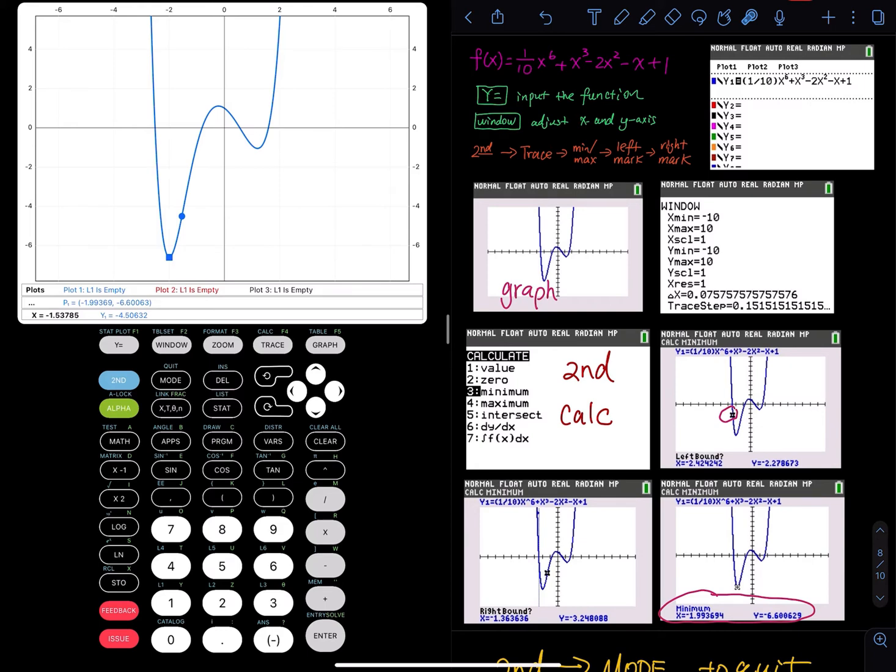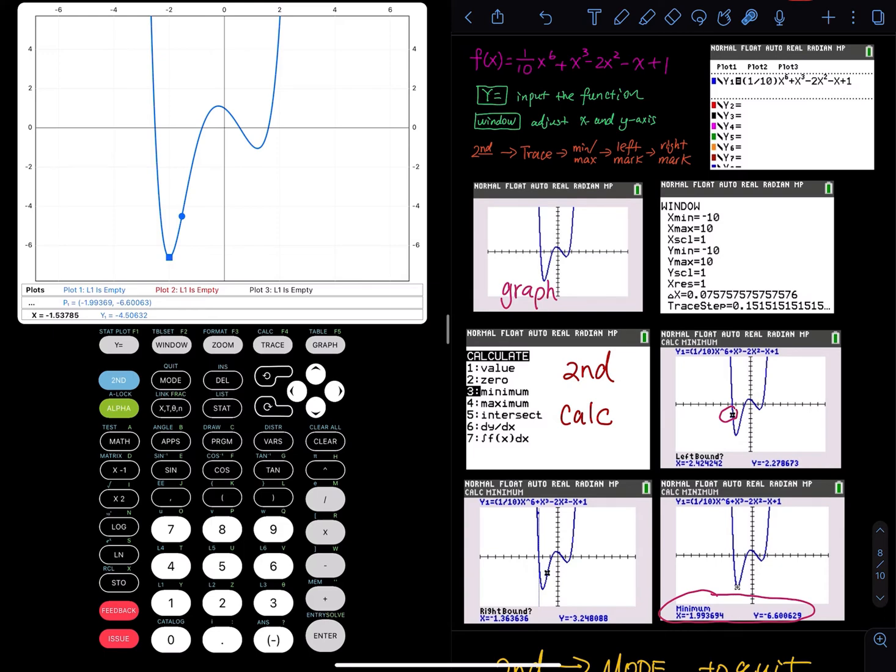Do you see that there is a blue square on the minimum, and then the coordinate is in row 2? So -1.99, comma -6.6, which is what I have using the TI-84 Plus.